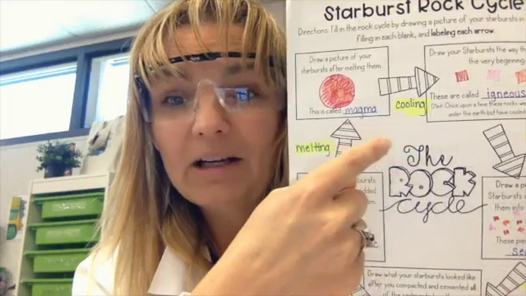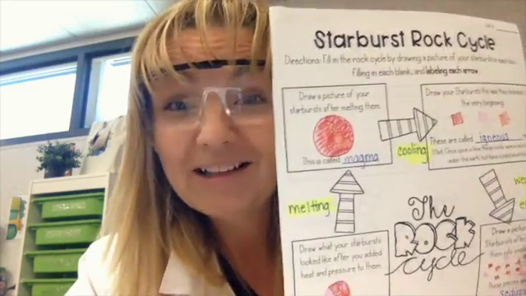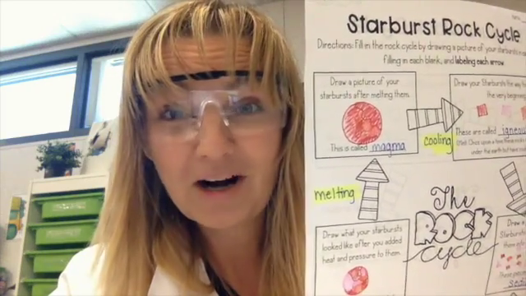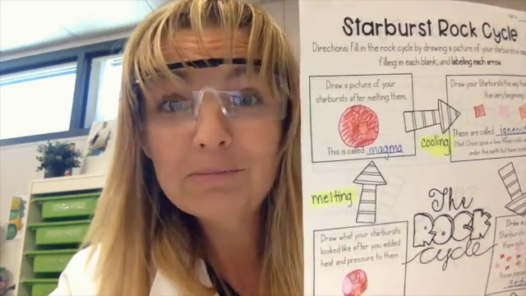When it goes to magma, it then cools. So it sat out for a while, and then it ended up turning into more pieces of igneous rock. You can start it all over again. That's because it's a cycle. Goes around and around and around and keeps going and going and going. So I hope that you enjoyed our Starburst rock cycle and that you learned how rocks are formed and made.